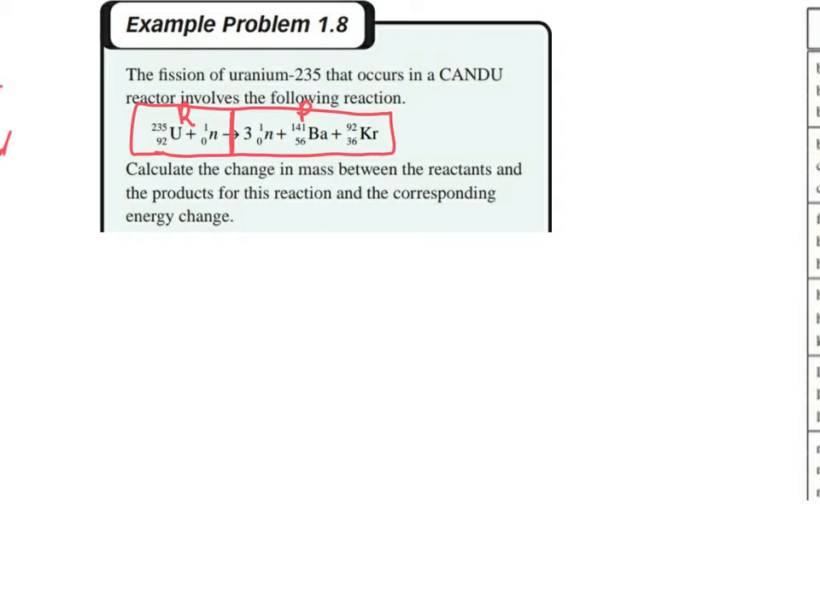So if we were to get a formula for that, that would be delta M is going to equal the mass of the reactants minus the mass of the products. So that needs to be our first step, is we need to figure out the mass of the reactants. So let's do that right now. So the mass of the reactants is going to equal, our reactants in this case is going to be the mass of the uranium plus the mass of that neutron. So this is going to equal the mass of the uranium.